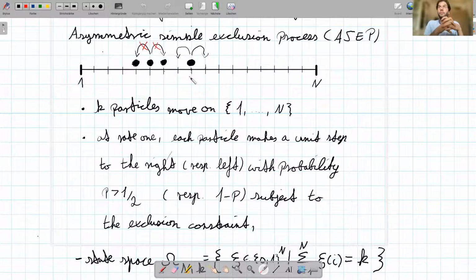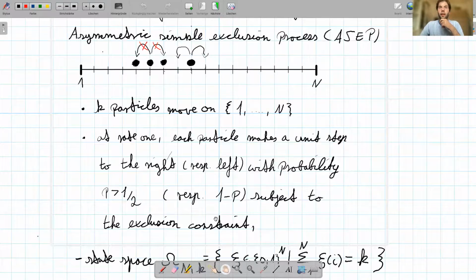The interaction between particles comes through the so-called exclusion constraint. This constraint is that a particle cannot jump to a site that is occupied by another particle. So in this illustration here, this particle can jump neither to the right nor to the left, whereas this particle here can jump to the right, but not to the left. This particle here can jump to the left, but not to the right, whereas this particle here can jump both to the right and to the left.